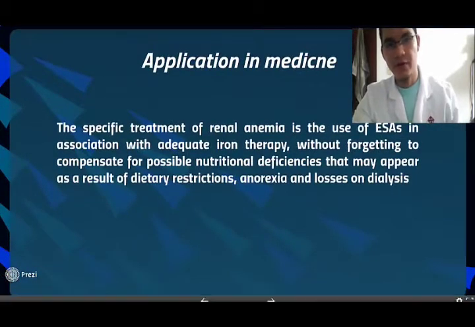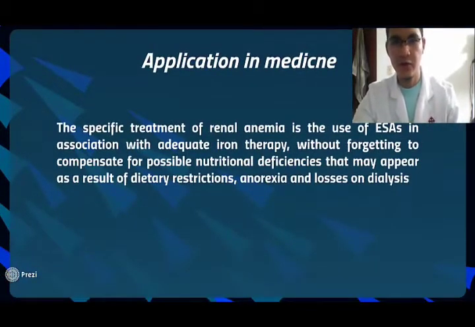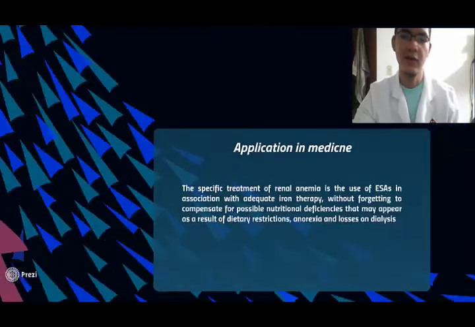Application in medicine. The specific treatment of renal anemia is the use of ESAs in association with adequate iron therapy, without forgetting to compensate for possible nutrition deficits that may appear as a result of dietary restrictions, anorexia and losses on dialysis.